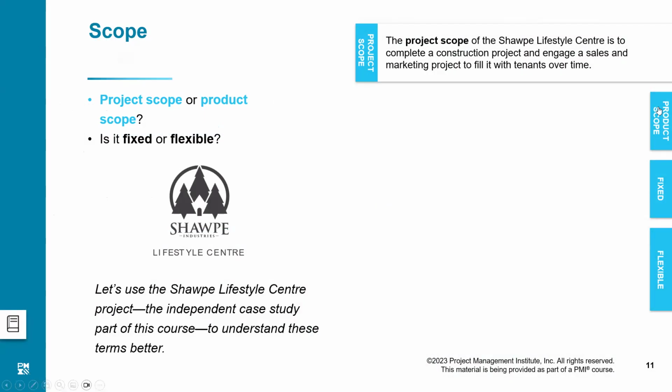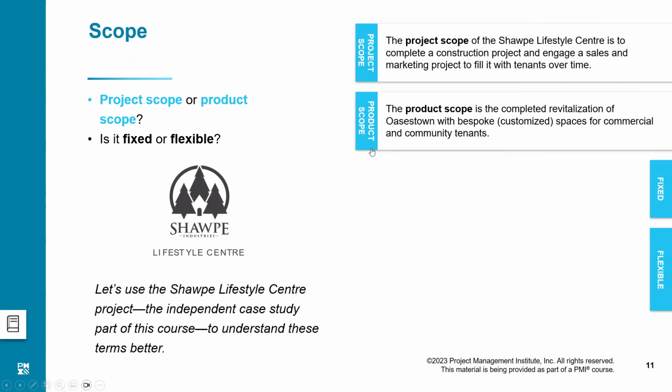Sorry, just to repeat: what to do is the product scope, and how to do it is the project scope. So the project scope is our approach. How do we address it? And the product scope is what are the agreed requirements, specifications and functionalities to be included in the project.